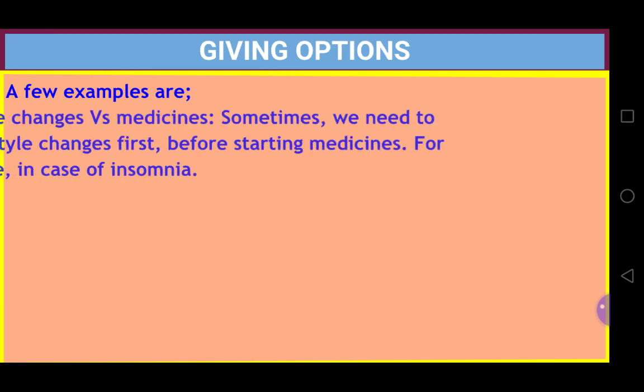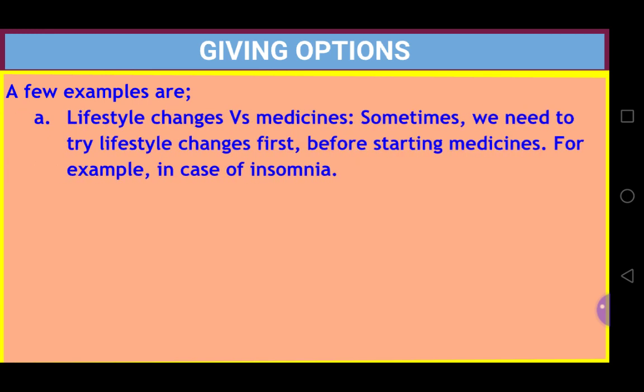But giving an option to your patient is something different. Giving an option means that, for example, you can tell your patients lifestyle changes versus medications, because sometimes we need to try lifestyle changes first before starting any medications. For example, in case of insomnia, it is very important to make lifestyle changes, to adopt sleep hygiene measures, and if those are not of any benefit, then we can discuss the medication. So give this option to the patient that it is better if you can make lifestyle changes.